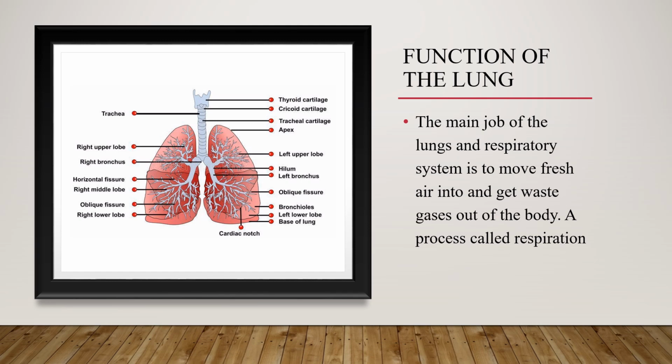The main function of the lung is to exchange gases, which is to take the CO2 from our body and get O2, which is gas exchange, or getting oxygen. So the main job of the lungs and the respiratory system is to move fresh air in and get the waste gas, which is the CO2, out of the body, a process called respiration. And then after that, I will explain the two processes of respiration, the internal and external.